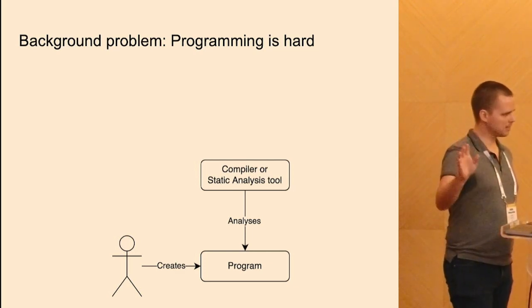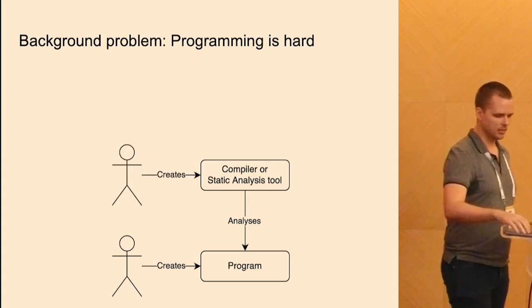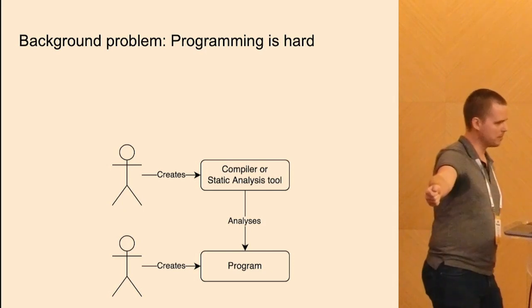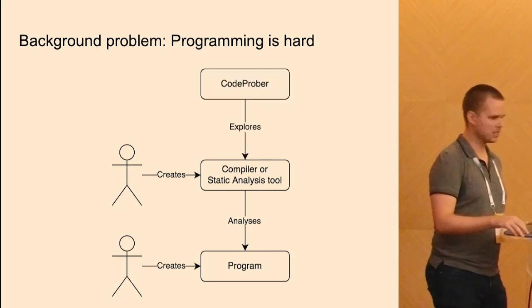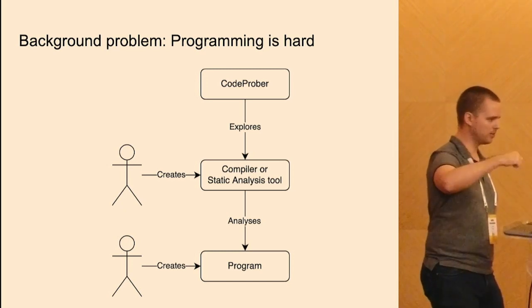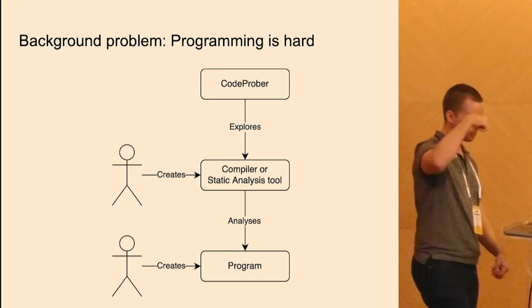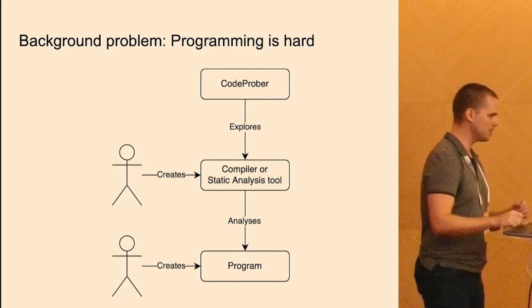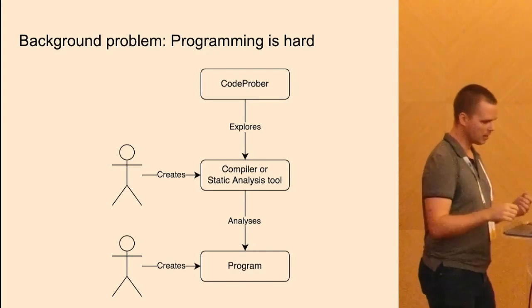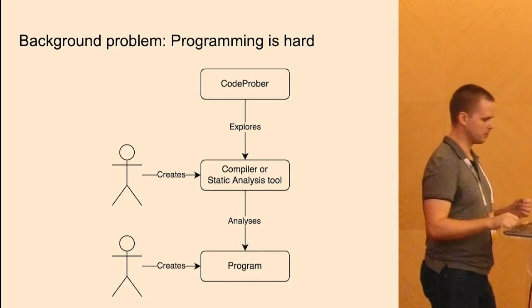Now these are great, but where did they come from? They're also just programs, and someone else created them. And they might also have made mistakes. And that's where CodeProber comes in. It's an exploration tool for the tools that look at your code. It's one step removed from normal programs. It means my target audience is quite narrow. It's people who create compilers and analyzers. But I think that narrowness allows us to do something quite interesting.